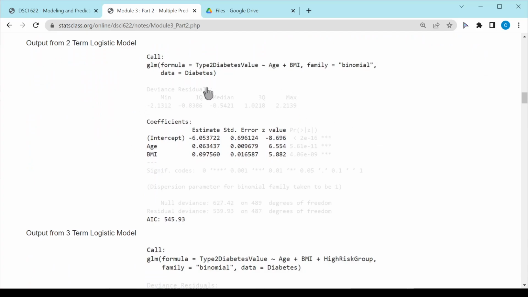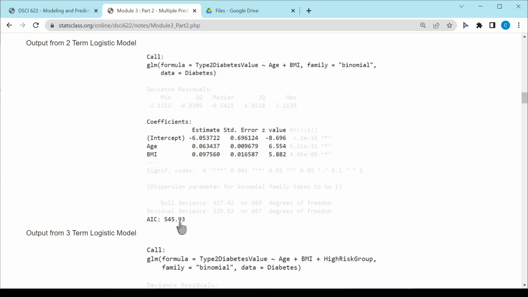Here's the output that we get from the 2-term model. Here's my estimates, which are probably the most important thing here, just because those are used to create my predictive probabilities. My Z values, we'll talk about that in a minute here. We can use those for variable importance.